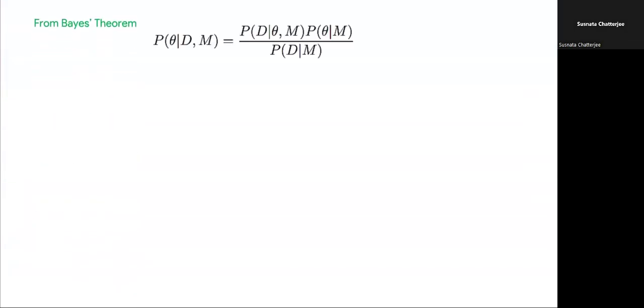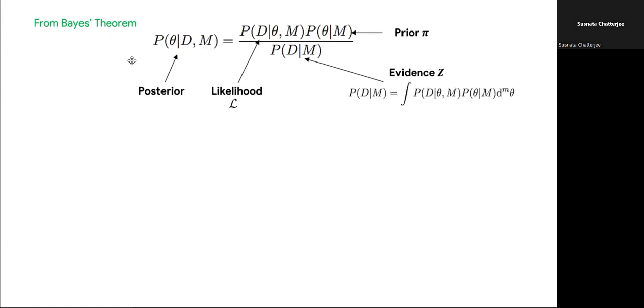From Bayes' theorem, we have P of theta given data and model equals probability of data given theta and model times probability of theta given model, divided by the probability of data given model. Here theta is the parameter vector. The term on the left is called the posterior. This quantity is known as the likelihood. This is the prior, and this is called the evidence. The likelihood is what we seek to maximize via maximum likelihood estimation.